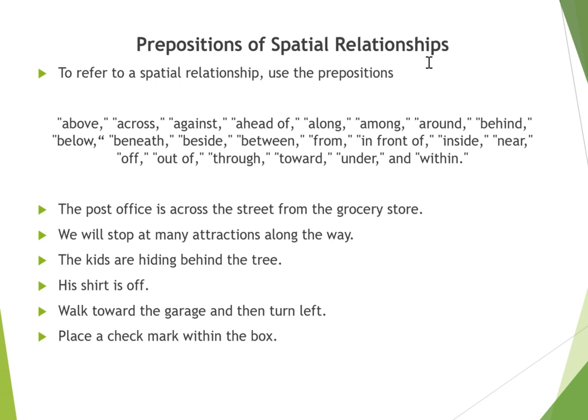Prepositions of spatial relationships. To refer to a spatial relationship, use the prepositions given below: above, across, ahead of, along, among, around, behind, below, beneath, beside, between, from, in front of, inside, near, of, out of, through, toward, under, and within.